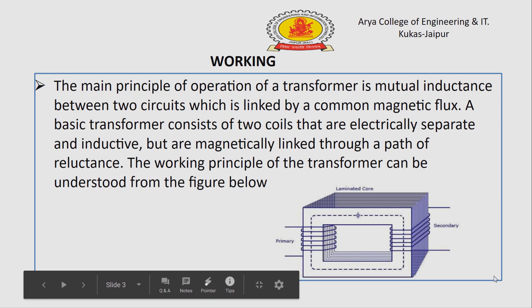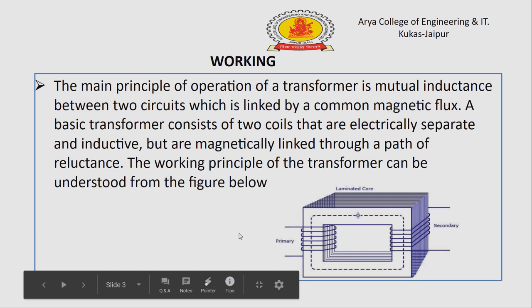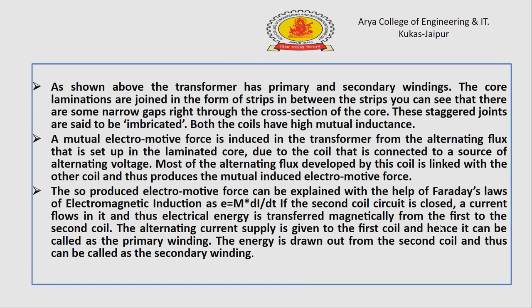In this figure, that is the primary winding and that is the secondary winding. That is the mutual flux linking with the secondary winding, and that is the laminated core of the transformer. In the primary winding, we provide the supply, and in the secondary winding, we connect the load. As shown above, the transformer has primary and secondary winding.